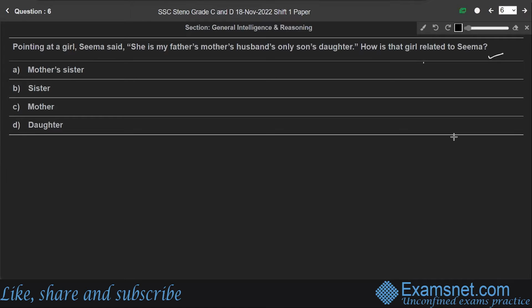Question number 6. Pointing at a girl, Seema said, "She is my father's mother's husband's only son's daughter." How is that girl related to Seema? To represent this relationship, we use some symbols.